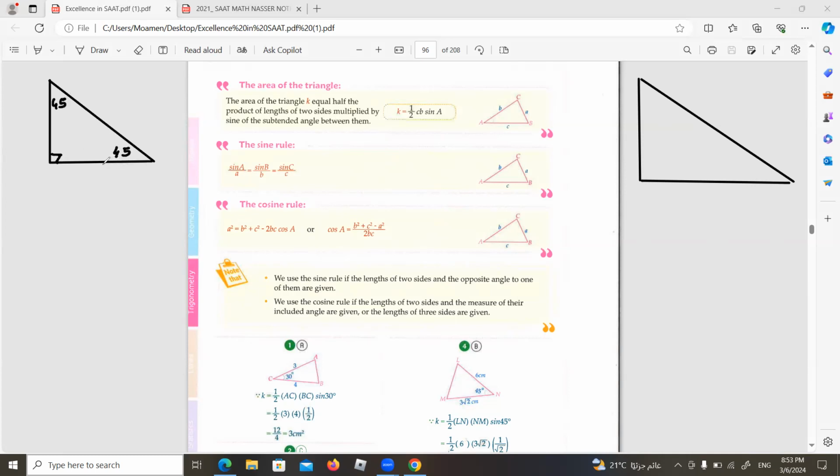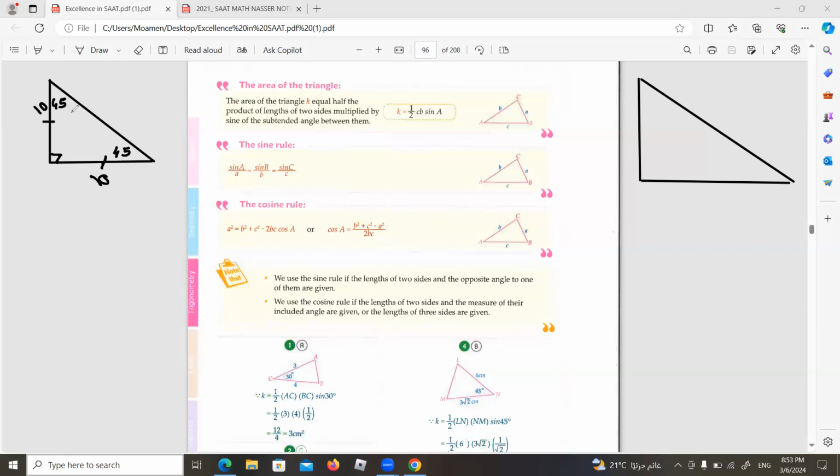Oh, it's an isosceles triangle. It means this side is equal to this side. Yes, of course. If you have a triangle like this, and I say that this side, for example, is 10, this is an isosceles triangle, so this side also will be 10. What about the hypotenuse?